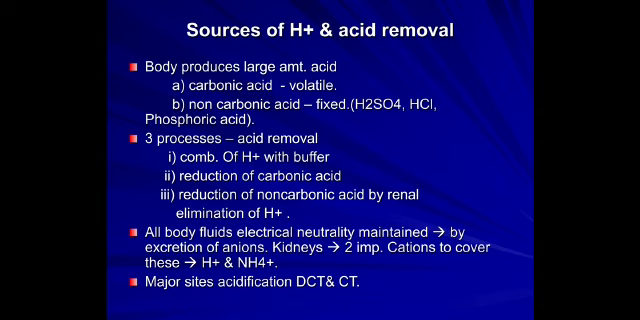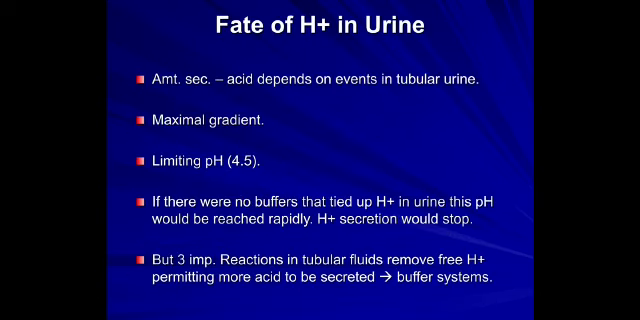Major sites of acidification in the kidney are the distal convoluted tubule and collecting tubule. The fate of hydrogen in the urine: the amount of acid secreted depends on the events in the tubular urine. It has a maximal gradient, that is, the limiting pH.